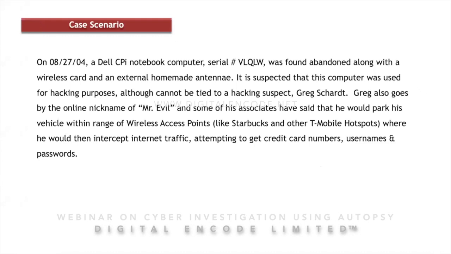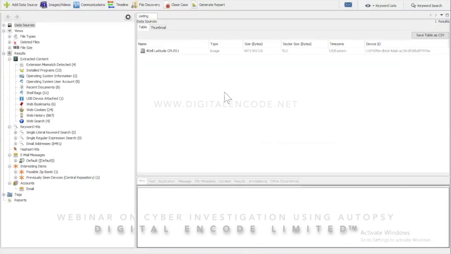Greg Snad. Greg also goes by the online nickname of Mr. Evil, and some of his associates have said that he will park his vehicle within range of wireless access points like Starbucks and other T-Mobile hotspots, where he would intercept internet traffic, attempting to get credit card numbers, usernames, and passwords. So let's go back to our lab. Now, as a forensic expert, we need to think fast, think outside the box, and pay attention to details.